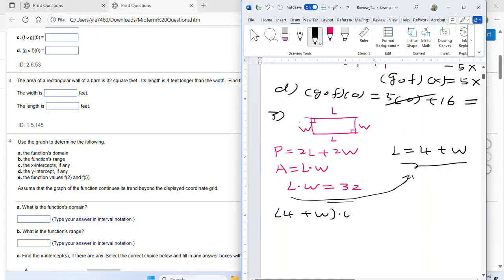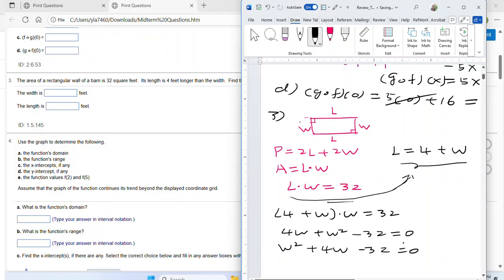Okay. All right, so now this is a quadratic equation, right? So we're gonna need to solve this quadratic. So we multiply W in, so that's 4W plus W squared. We're gonna need to minus 32 on both sides. So that will make one side equal to 0, right? And then this will be W squared plus 4W minus 32 equal to 0, okay? So how do you solve this one right here?